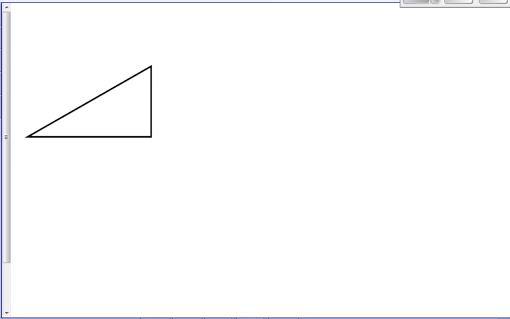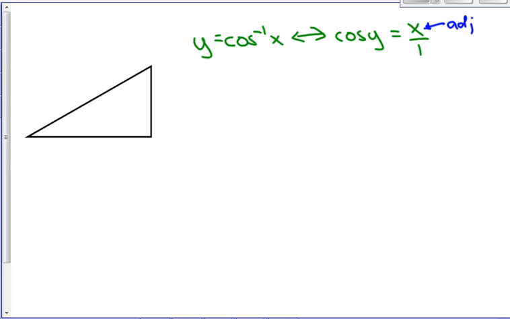So if I want to do it for cosine, I can say, well, I would really like to differentiate the inverse cosine of x. That is an equivalent statement to cos y equals x, maybe over 1. Now I'm going to set up a triangle that represents that. So in this triangle, x will be the adjacent, and the 1 will be the hypotenuse. Y is the angle. So adjacent is going to be x, hypotenuse is 1.